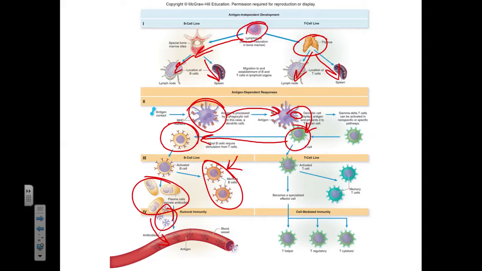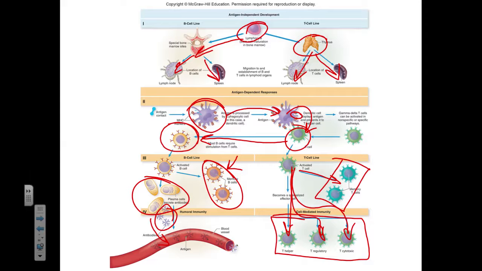Our activated dendritic cell, our antigen-presenting cell, activates the T cell, and that activated T cell can then turn into a T helper, a T regulatory, and a T cytotoxic cell. This category of T cells each has specific functions associated with intracellular immunity. Activated T cells can also differentiate into memory T cells, which are going to be able to be rapidly activated and then redifferentiate into our sub-T cell types.